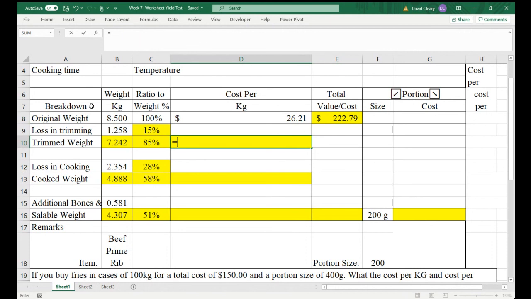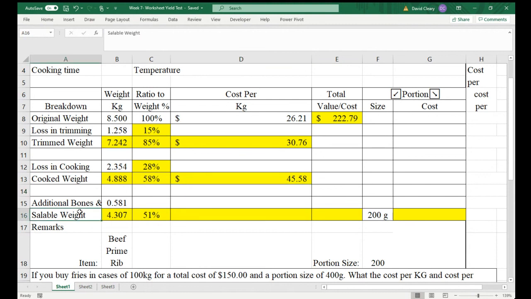So after we've trimmed and butchered our prime rib, we take the original cost and divide it by the remaining amount of kilograms. After we trimmed our prime rib, the cost per kilogram has increased to $30.76. We also cooked it. So to calculate the cost per kilogram after we had cooked it, we take, again, the original cost and divide it by the remaining kilograms. In this case, after we cooked it, our prime rib now costs $45.58 per kilogram.